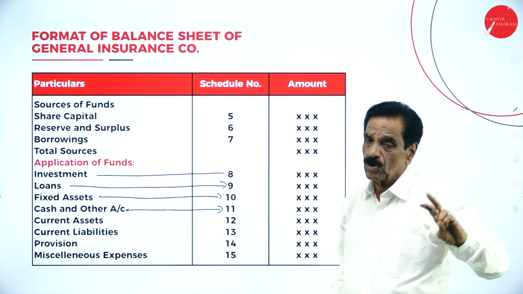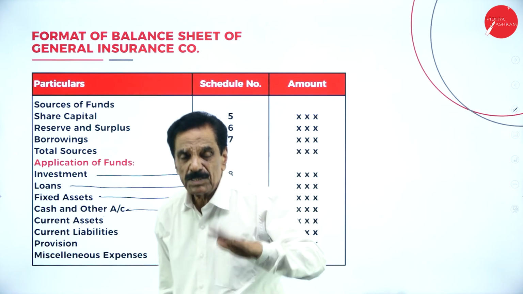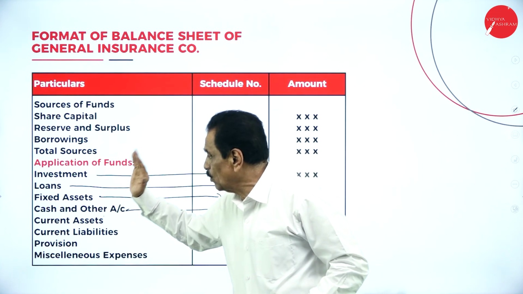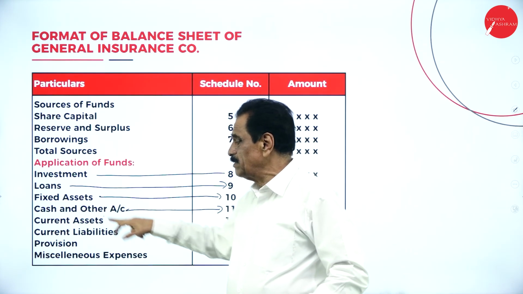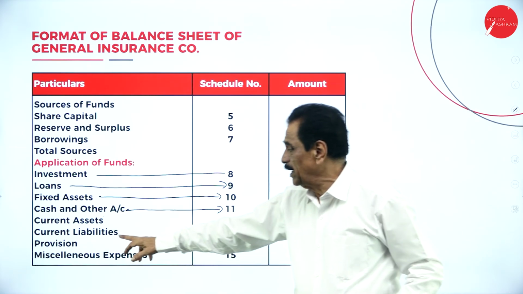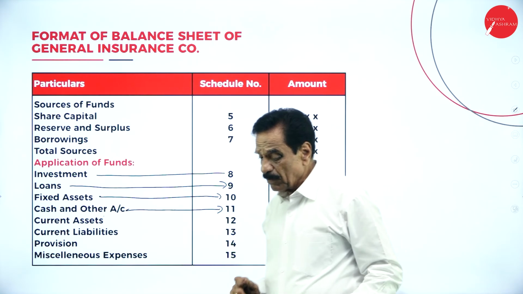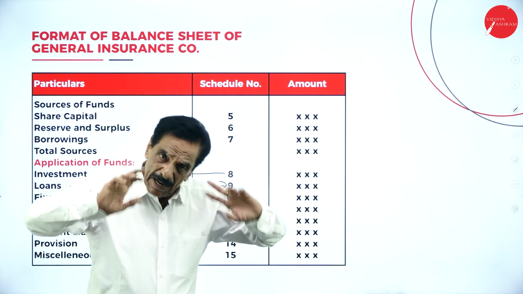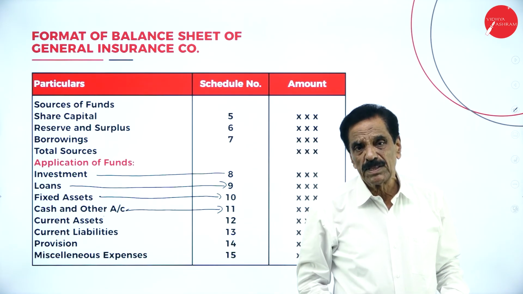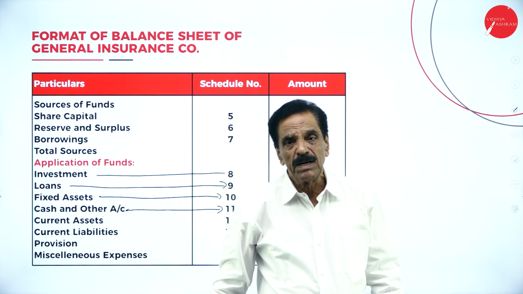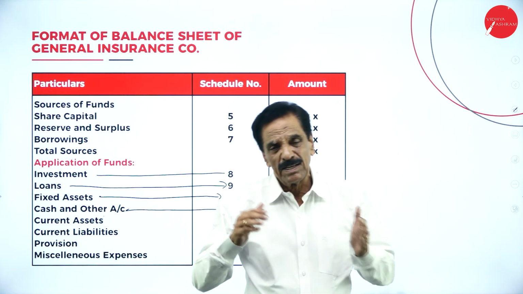5, 6, 7 as the source, then the remaining are application of assets: investment, then it will go to loans, fixed asset, current asset, cash and bank balance, current liabilities, then provision, miscellaneous expenses. Once you learn the format, we can go with the problem. In the next session, you have to learn the problem today. We'll have a session tomorrow with the problem.